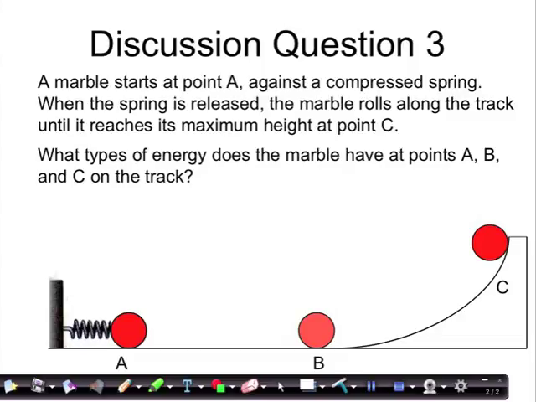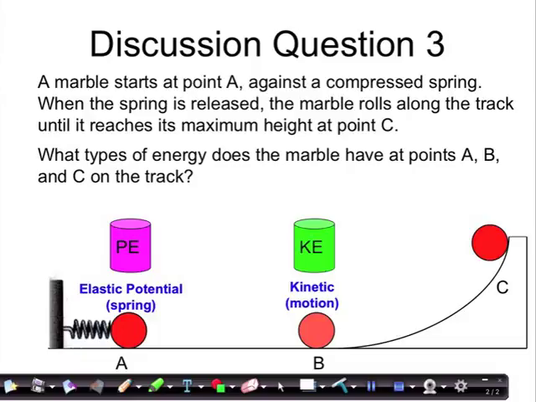Okay, well at point A, the marble is compressed to the spring, so that must mean it has stored energy, elastic potential energy. When the marble is rolling, it's not connected to a spring and it's not at a certain height, but it is moving, so it has kinetic energy.